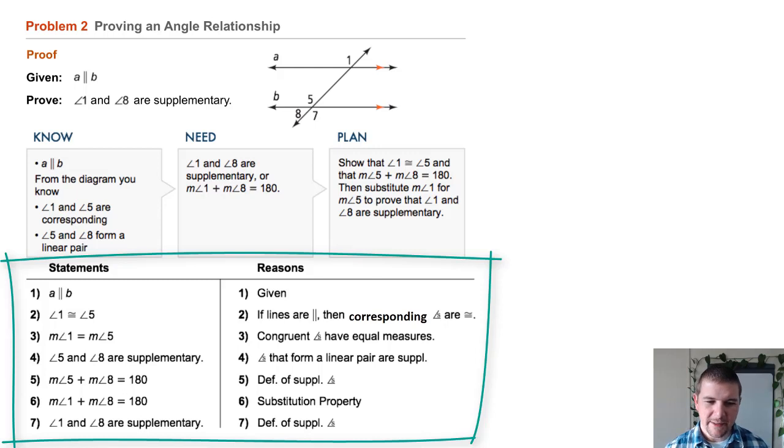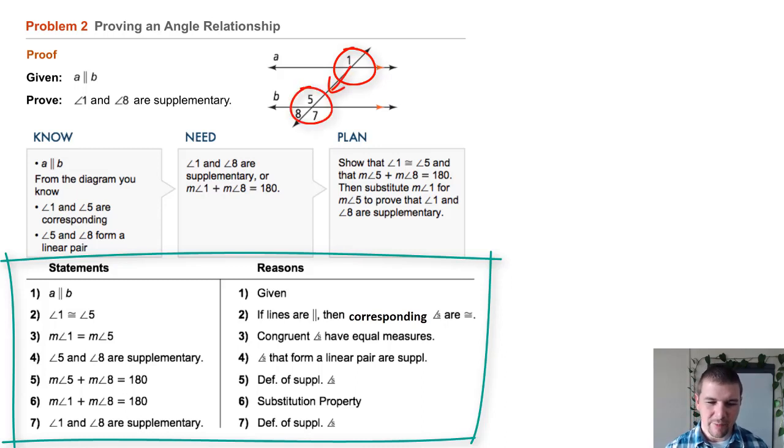Statement 1, A is parallel to B. Reason 1, given. Statement 2, angle 1 is congruent to angle 5. And what that does is it jumps us from one set of 4 angles created by the transversal, to the other set.